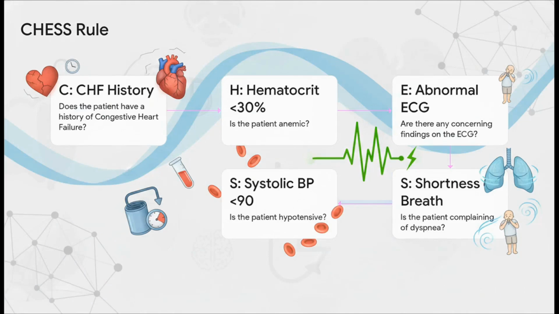This is where a validated tool like the San Francisco Syncope rule comes in handy. I want you to remember it with the mnemonic CHESS. C for history of CHF, H for hematocrit less than 30, E for an abnormal ECG, S for shortness of breath, and the last S for a systolic blood pressure of less than 90. Here's the rule. If your patient has even one of these, they are high risk, and they get admitted.